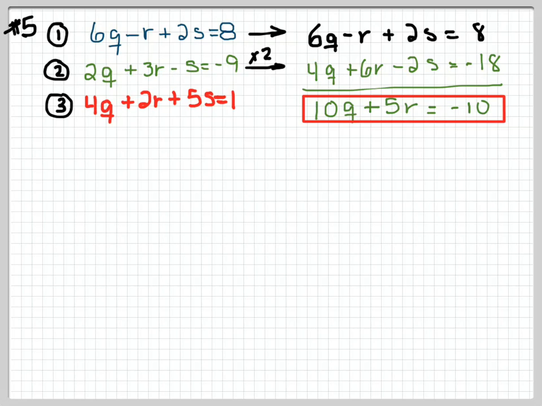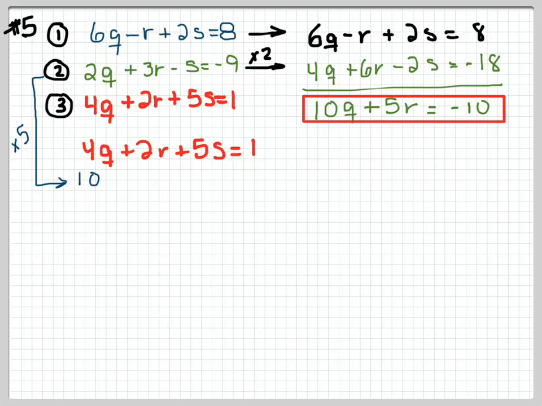Next, I'm going to take my red equation that I have here. I'm going to rewrite it as 4Q plus 2R plus 5S equals 1. That's equation number 3. And I'm going to add it to equation 2. But this time I'm going to take equation 2 times a 5. So that's 10Q plus 15R minus 5S equals negative 45.